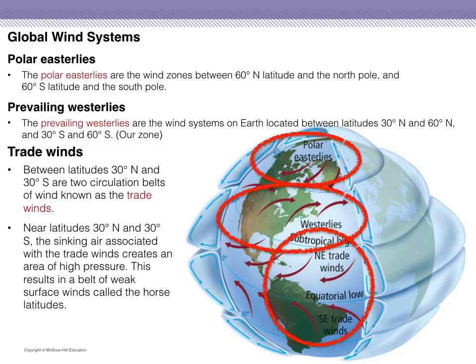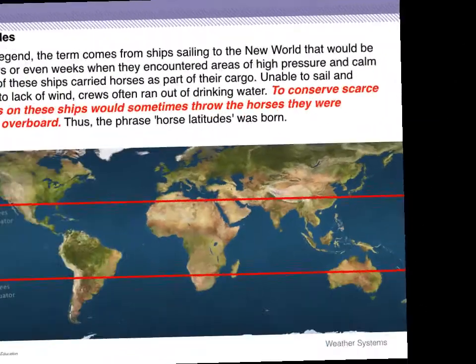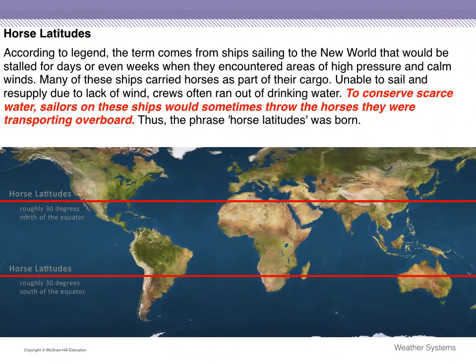Near latitudes 30 degrees north and 30 degrees south, the sinking air associated with the trade winds creates an area of high pressure. This results in a belt of weak surface winds called the horse latitudes. Now, according to legend, the term horse latitude comes from ships that were sailing to the New World and they would be stalled for days or weeks when they encountered areas of high pressure and calm winds.